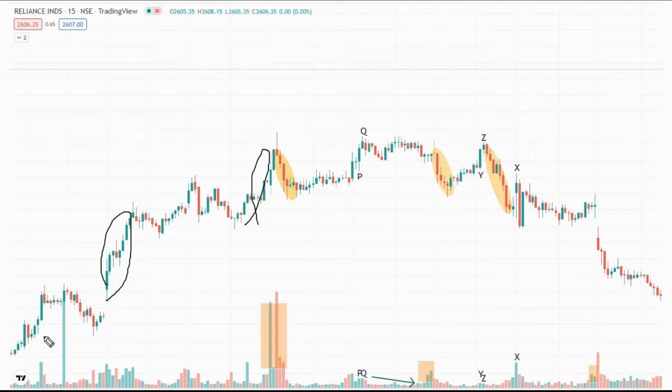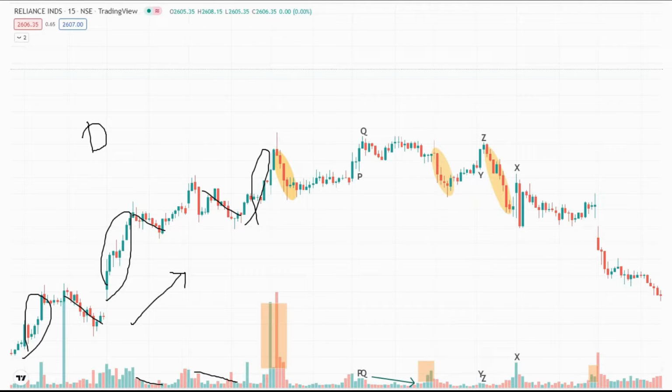And the pullbacks are very narrow. And the volumes in the pullbacks are also very low. So this is indicating this is a classic bull trend and demand is very strong than the supply side.